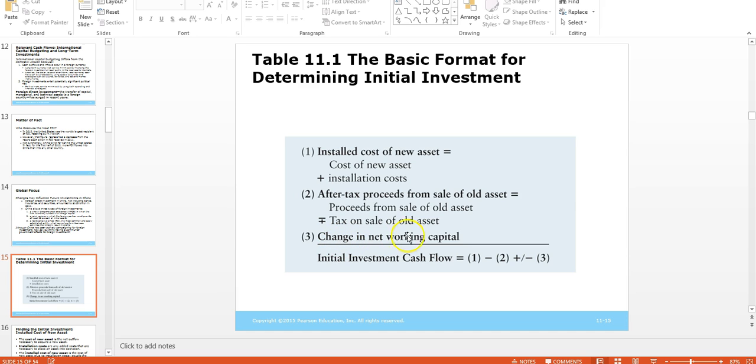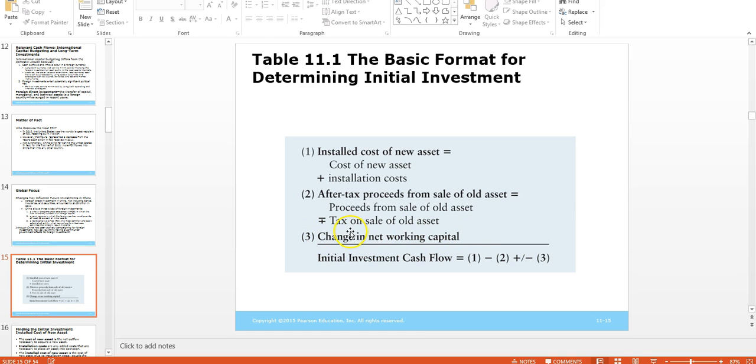And then the change in net working capital. And I'll have more to say about change in net working capital. Basically, it's a plus or a minus dollar amount, okay? And you'll notice it says plus or minus here. So that determines whether or not you have to have more cash on hand or less from a new piece of equipment, okay?